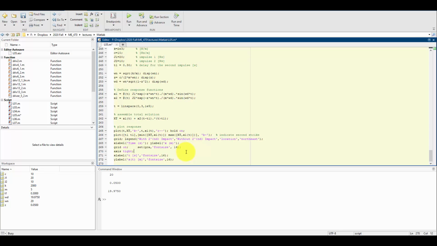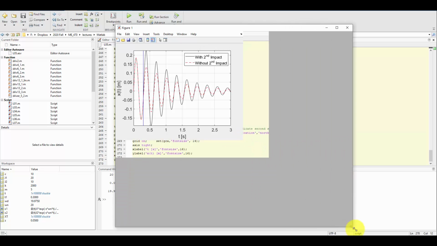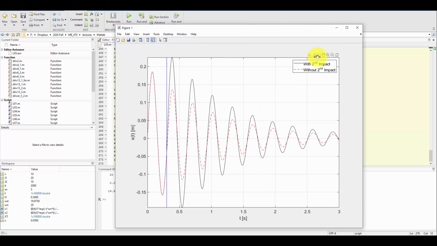So let's run this and see what the response looks like. And this blue line indicates when that second hammer strike takes place. All right, so once again, black is the total response when I hit it with the hammer twice, and red dash is if I only hit it with that first one. So until that second hammer strike, they are exactly the same, because neither the first system nor the second system knows the second strike would be coming until that 0.3 seconds. So they are identical to each other, and they should be. Now, again, on this blue line, the 0.3 seconds, that's where I hit it that second time.